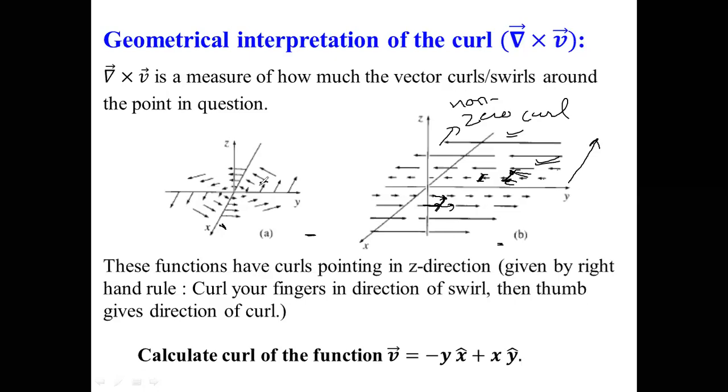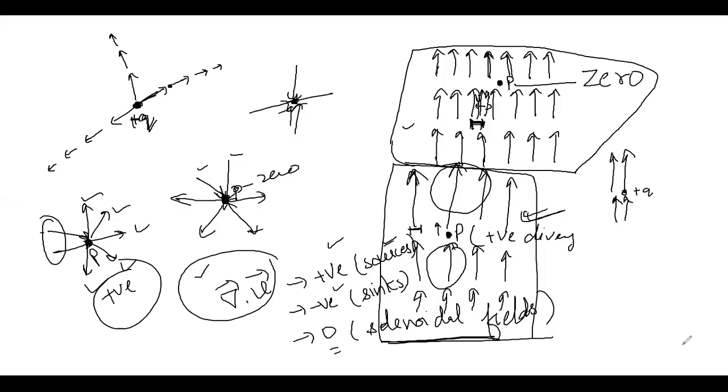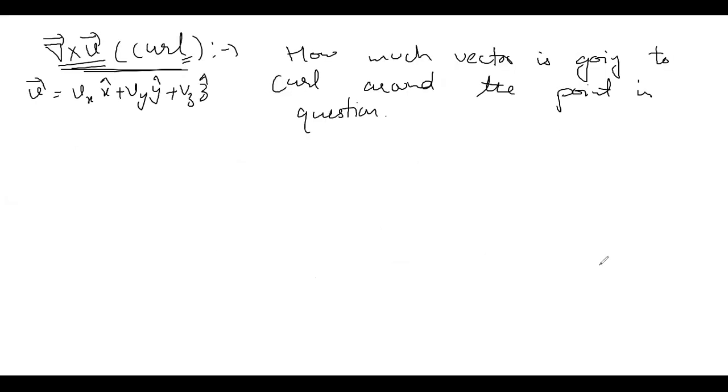So by looking at the vector diagram which is provided to you, just imagine in your head placing a paper boat in that vector field and see if the paper boat starts to rotate or not. If it starts to rotate, that means that vector has some curl at that particular point. If it does not rotate, that means the curl is zero at that point. So this is the physical meaning of the curl of the vector. It tells you how much the vector is going to rotate around the point in question.